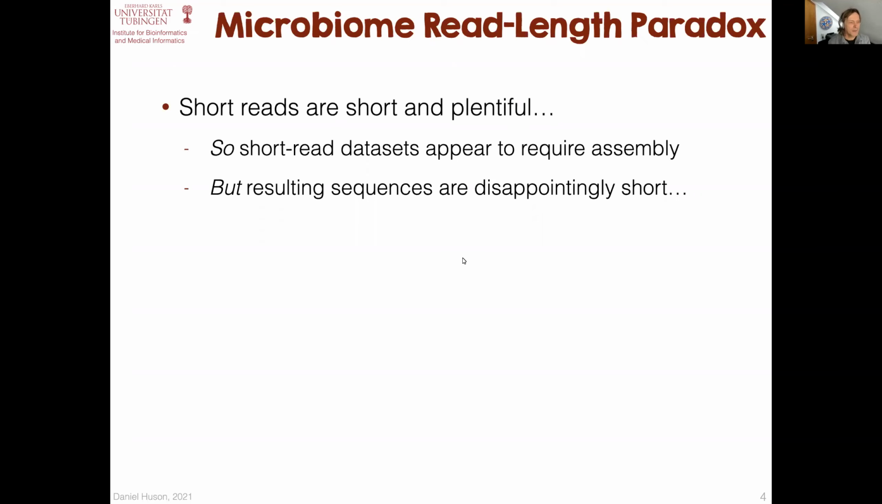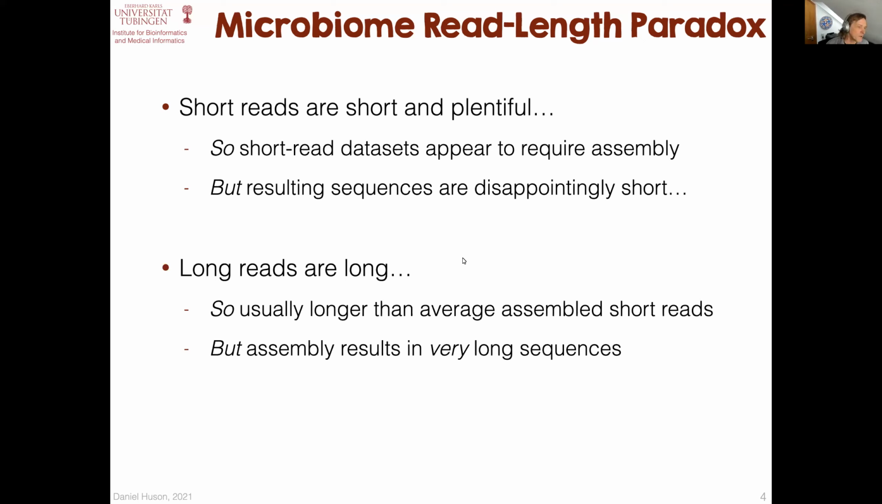What's called a MAG, a metagenome assembled genome, is not one or two contigs, it's hundreds of contigs of very short length. So usually assembling short read microbiome samples gives you average contig lengths that are measured in the hundreds or the low thousands of base pairs, not really contigs by any serious standard. So the paradox is you would think you should assemble short read microbiome samples, but actually it's not worth the effort.